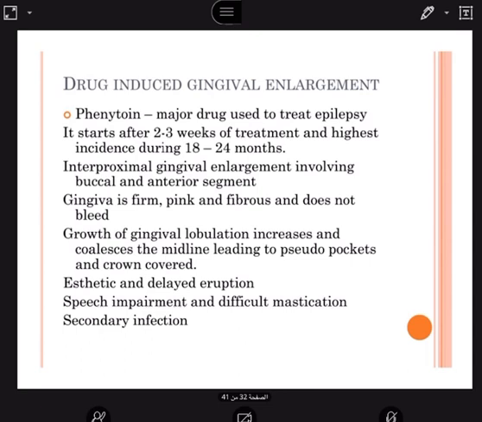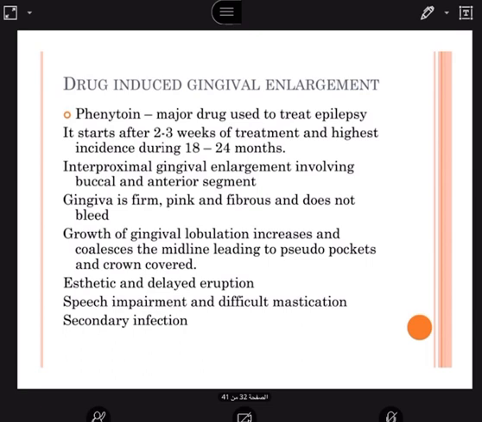Just keep a note of the names of these drugs. Phenytoin, the major drug used to treat what? Epilepsy. The enlargement starts after 2 to 3 weeks of treatment, and the highest incidence is after 1.5 to 2 years. After prolonged use, there will obviously be gingival enlargement. Interproximal gingival enlargement involving the buccal and anterior segments is seen. Here the gingiva is firm, pink, and fibrous. It does not bleed. Very important.